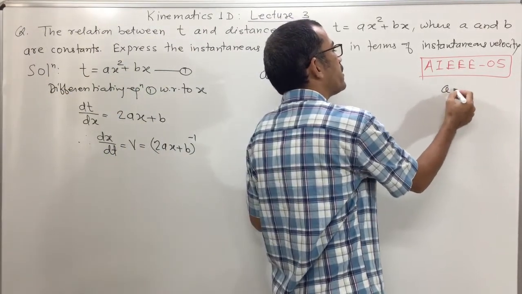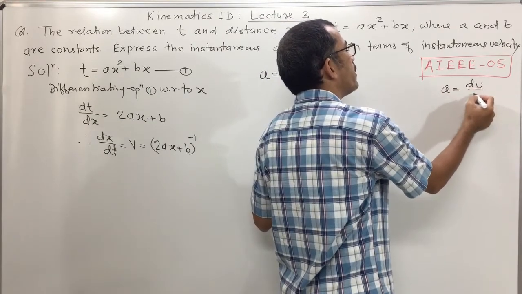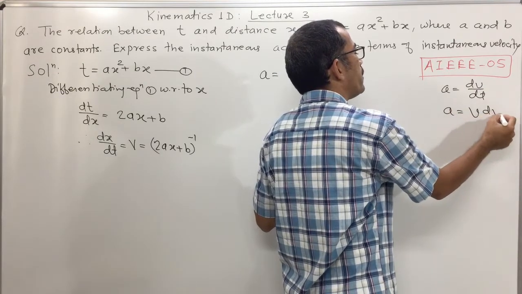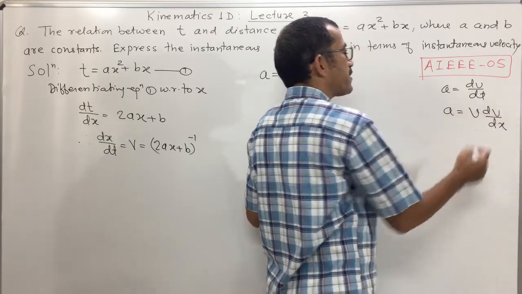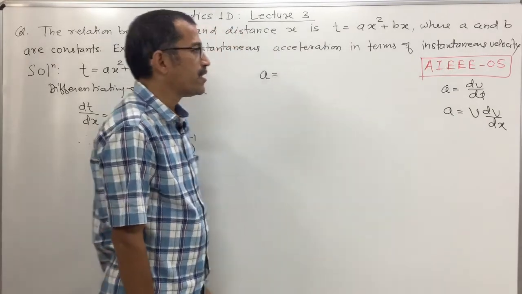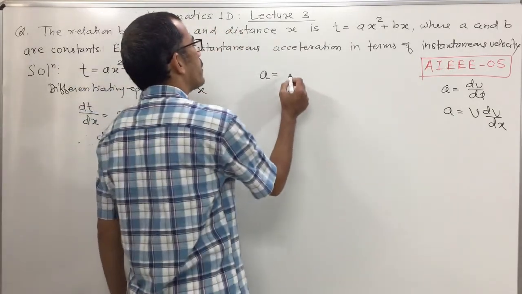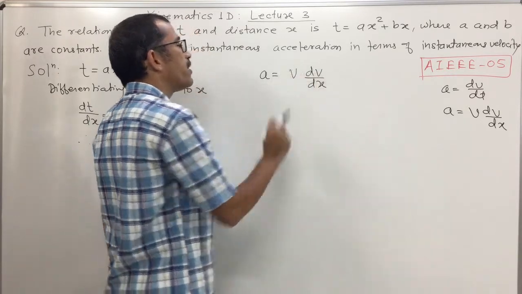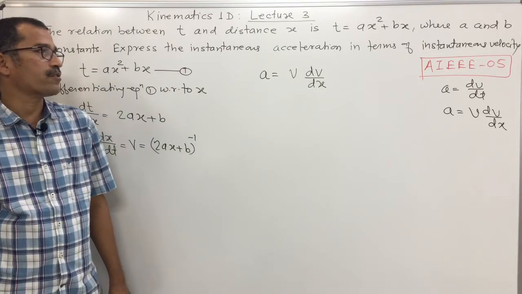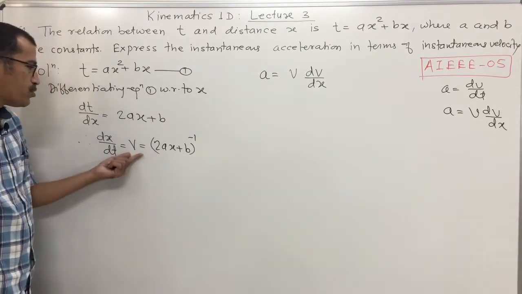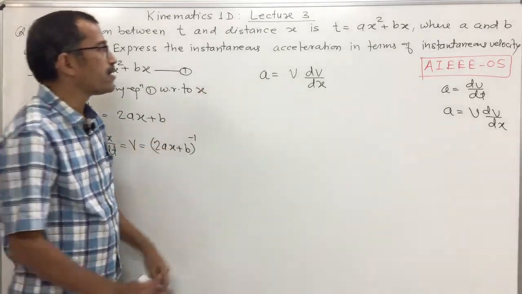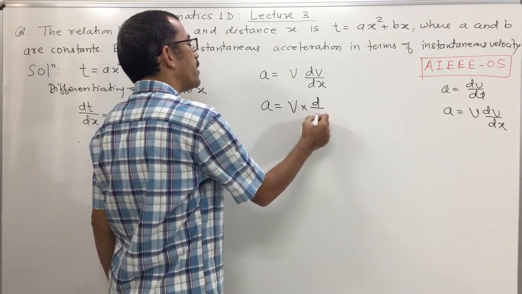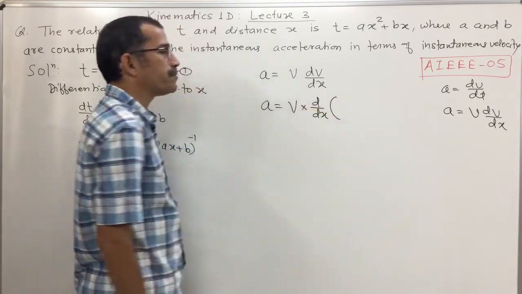You know a is what? एक तो है आपका dv by dt. Okay. Then this a is also written as what? v dv by dx. That means a is v dv by dx. dv by dx means what? Differentiation of velocity with respect to x. Where you know v here, hai? That means here what will do? a equal to v into d by dx of velocity.